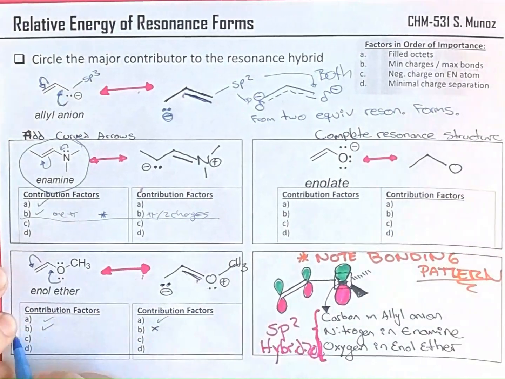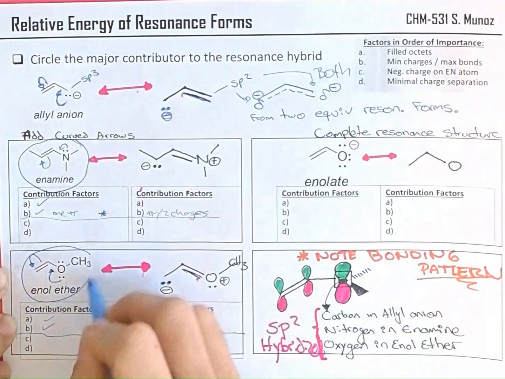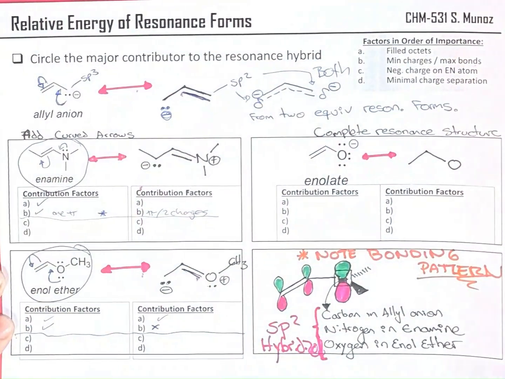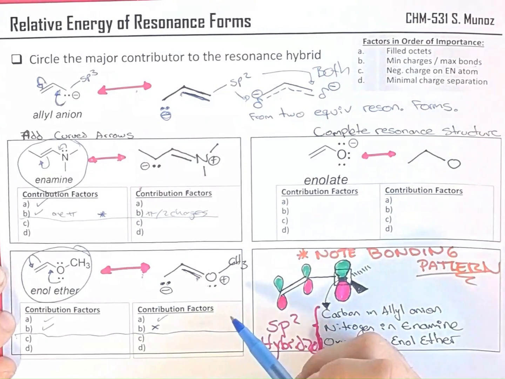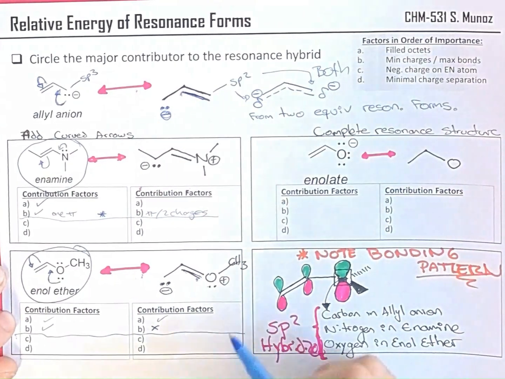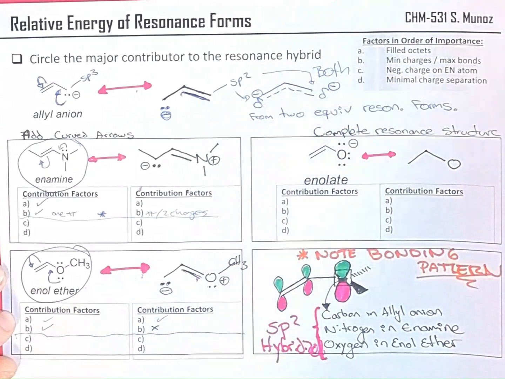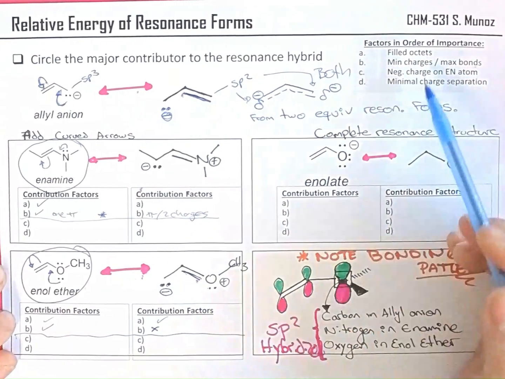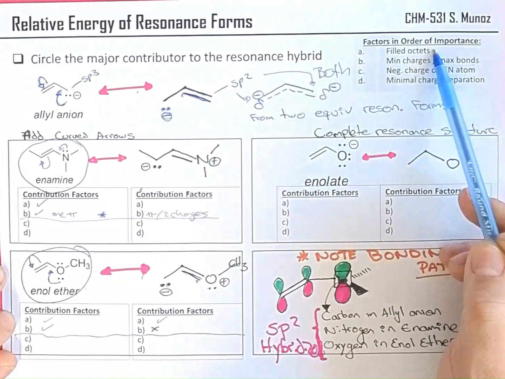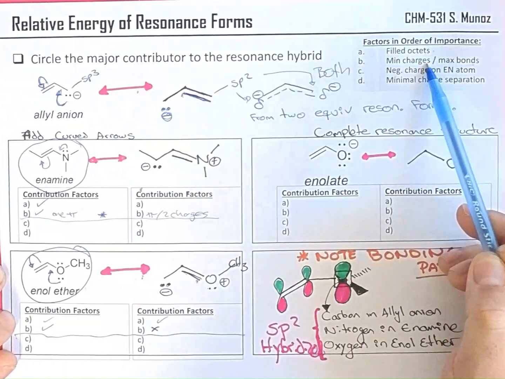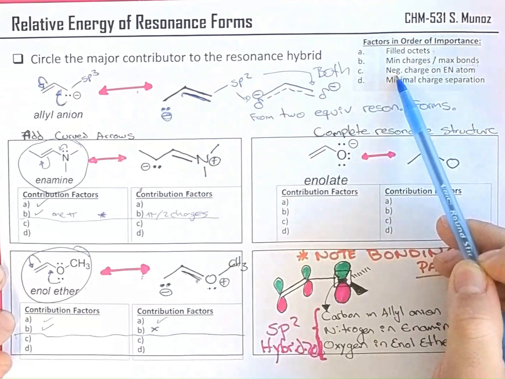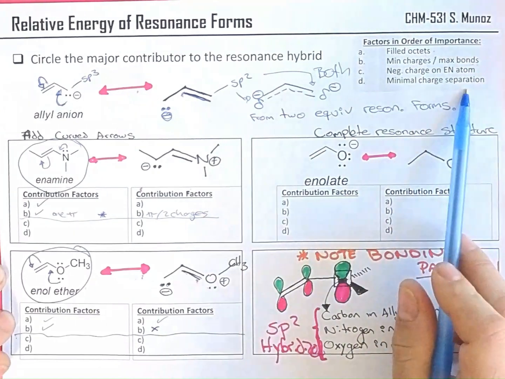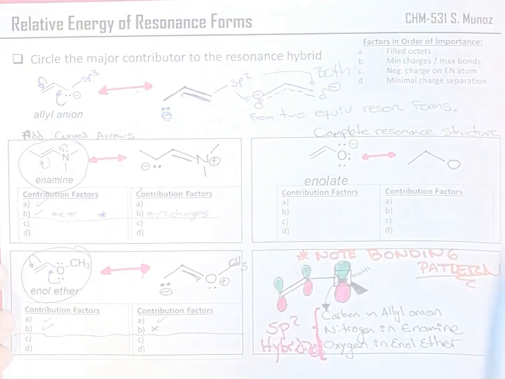So again, if we stop our analysis here, we can conclude that enol ether, this particular resonance structure, would be the major contributor. And you don't have to necessarily know in terms of what percent is this major or minor. You should just know and recognize this trend here. You're looking for filled octets, minimum number of charges, maximize the number of bonds. You want to place negative charge on electronegative atoms, and you want the charges to be as close as possible.